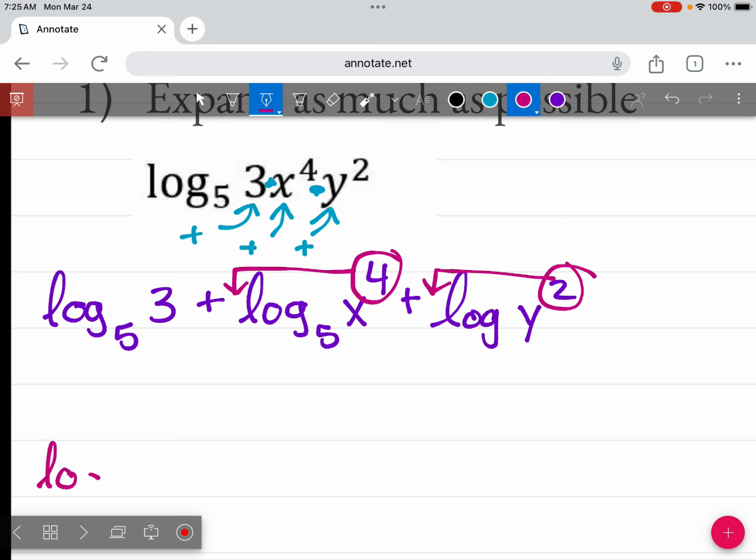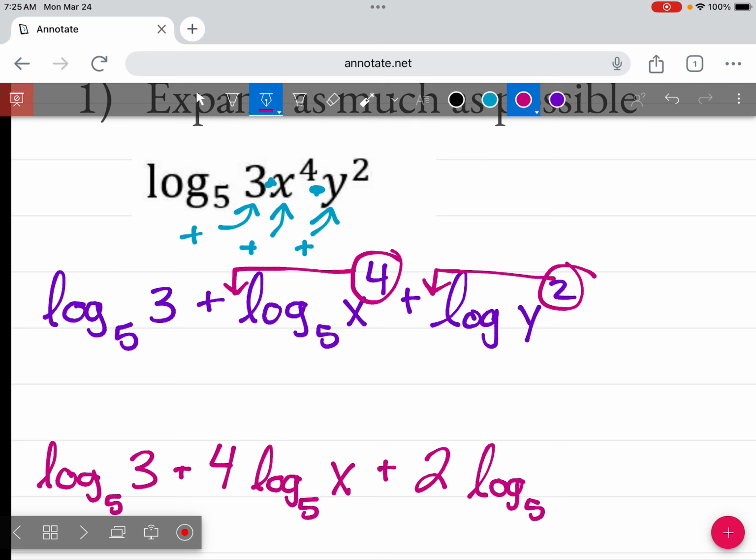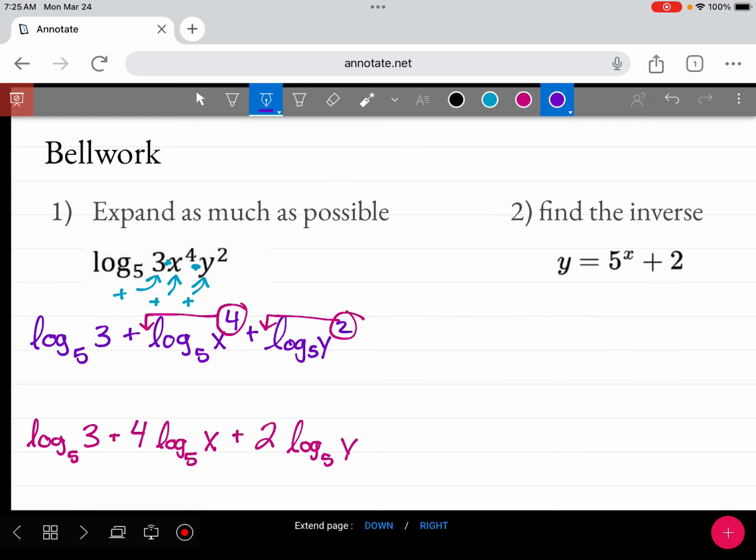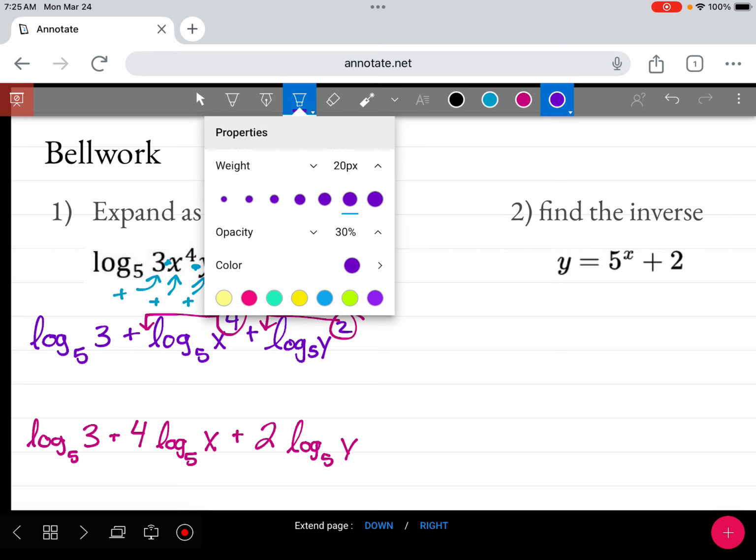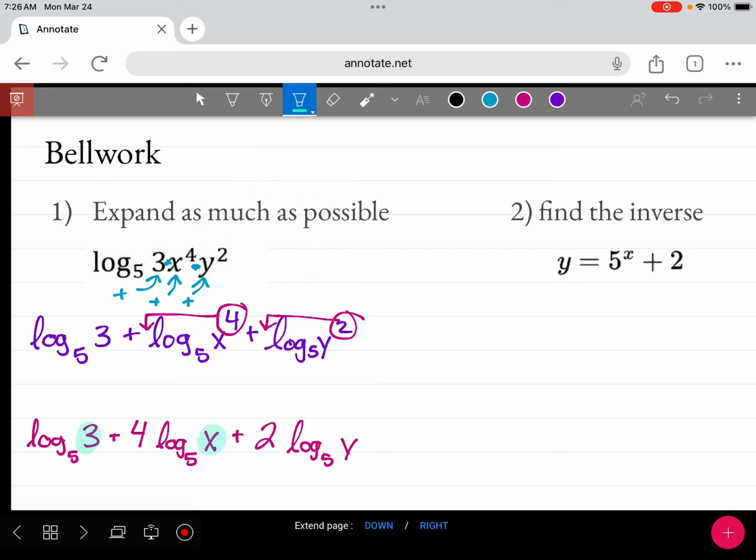So our answer on this is going to be our log base 5 of 3 and our 4 log base 5 of x and 2 log base 5 of y. I don't have a 5 on here because I forgot it. And each one of these logs has just one thing in the argument. That's how we know we're done. If there is just one thing in the argument, it is fully expanded and there is not more that we can do. So that's how we know we're done expanding.